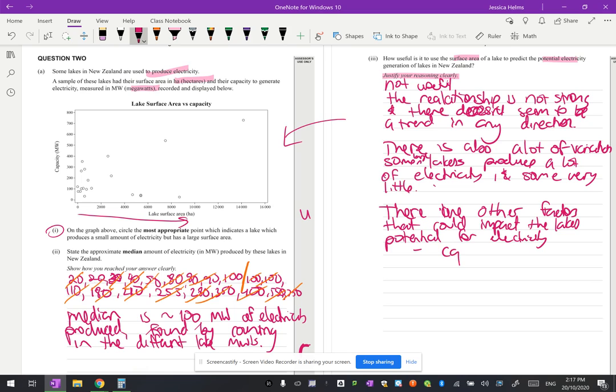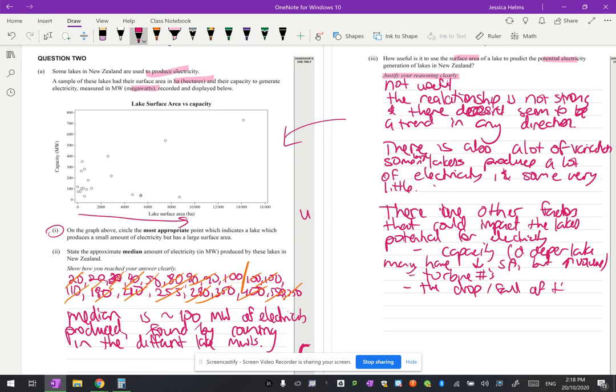So, for example, capacity. A deeper lake may have a smaller surface area but higher volume. Another thing is how many turbines, turbine numbers. These are what the water goes through to generate the electricity. The drop: the higher the drop or fall of the water, the higher the potential for it to produce electricity.